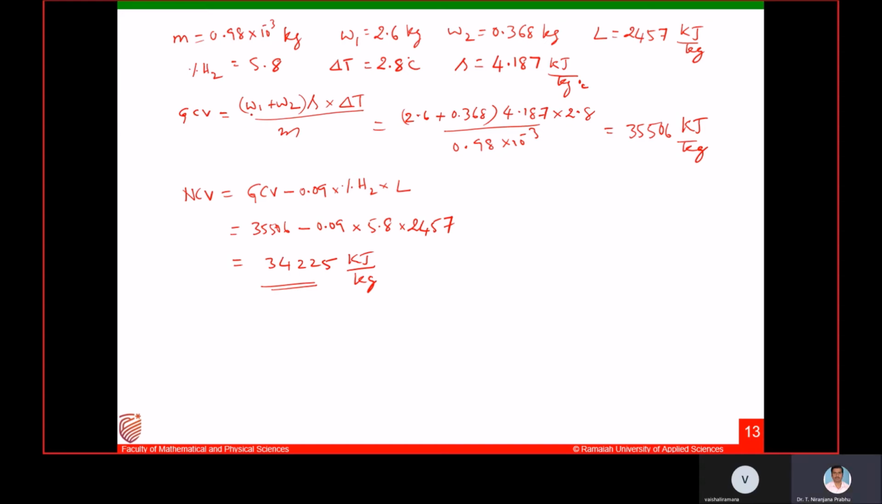See, in some of the numericals, they may give the GCV value and ask you to find out either T1 or T2, or sometimes they may ask you to find out W1 or W2. If any other component is given except one, you can calculate that one.